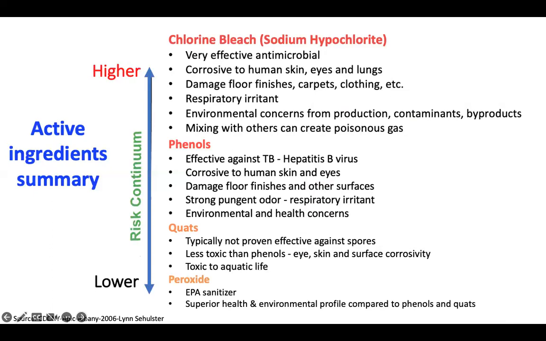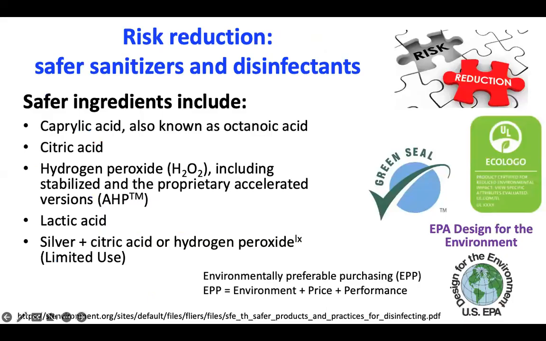So when you are choosing antimicrobials, make sure you consider the effectiveness, and also consider the risks that are associated with those active ingredients. So there are some risk reduction options: choose the safer sanitizers and disinfectants. There are safer ingredients on the market. For example, there's caprylic acid, citric acid, and also silver.